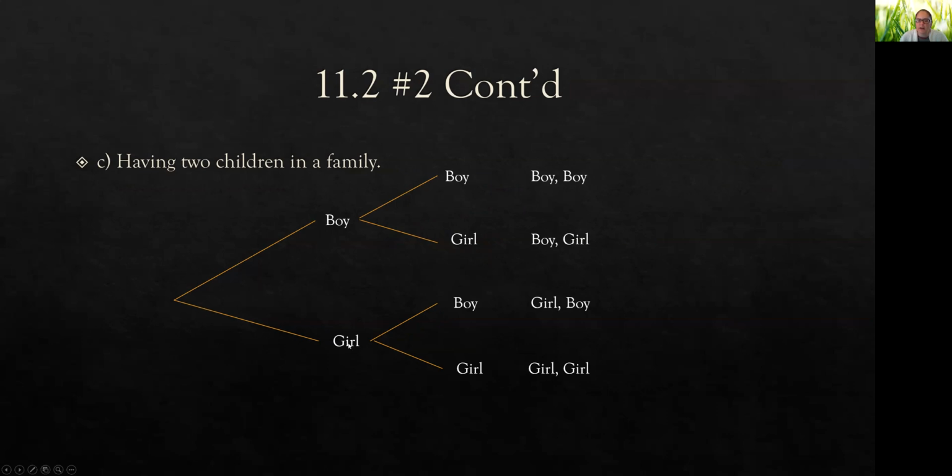Or if we have first a girl, the second child's either a boy or a girl. So we could have the girl first and then the boy, or a girl followed by a girl. So there's 4 different outcomes for having 2 children.